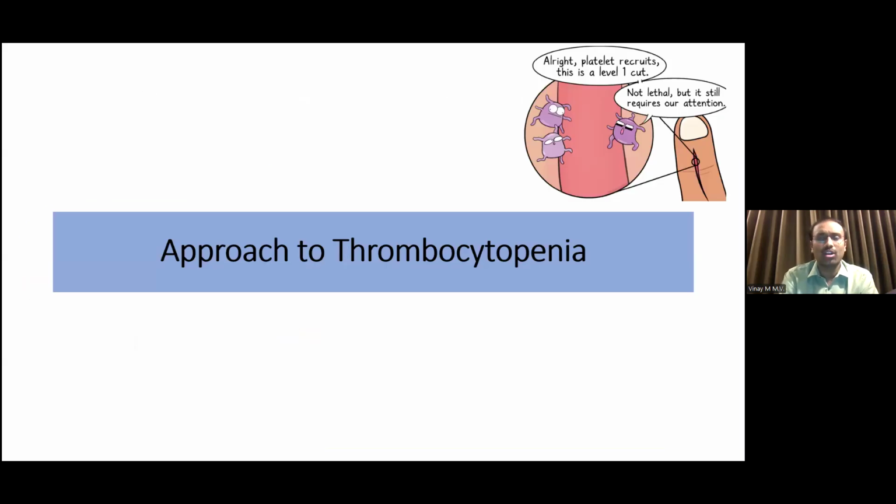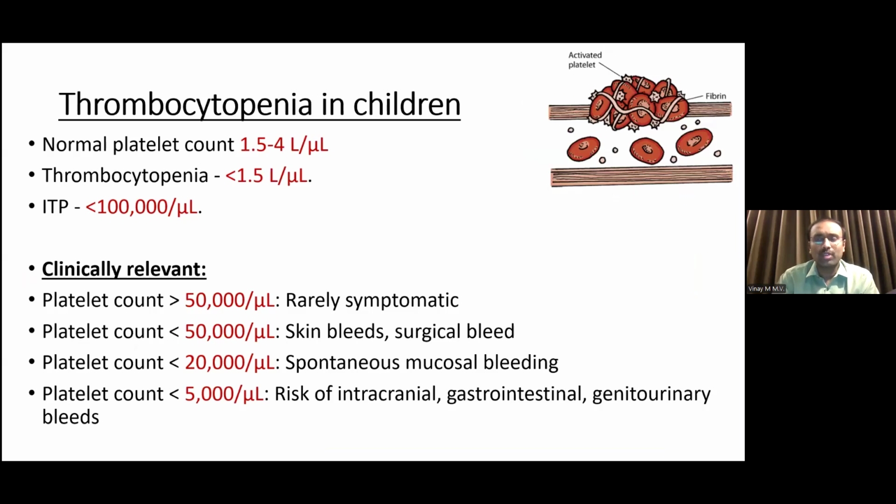Now let's talk about how to approach a child with thrombocytopenia. Just a few definitions. In kids, we know the normal platelet count is between 1.5 to 4 lakh per microliter. We define thrombocytopenia as platelets less than 1.5 lakhs per microliter. But in ITP, the specific definition is platelet count less than 1 lakh per microliter.